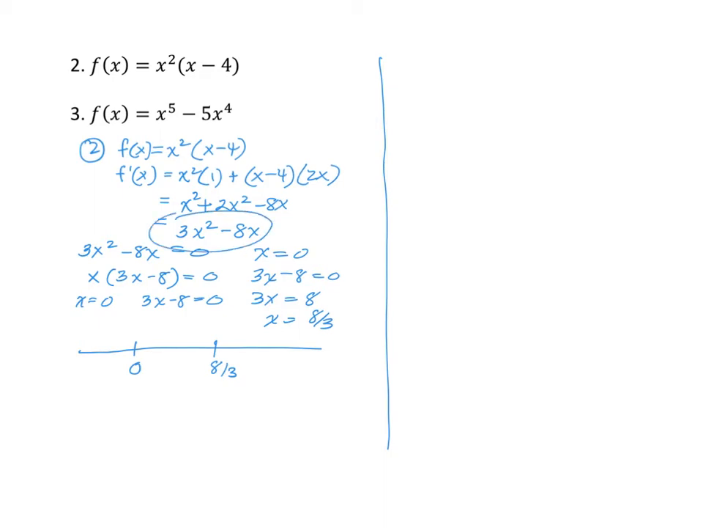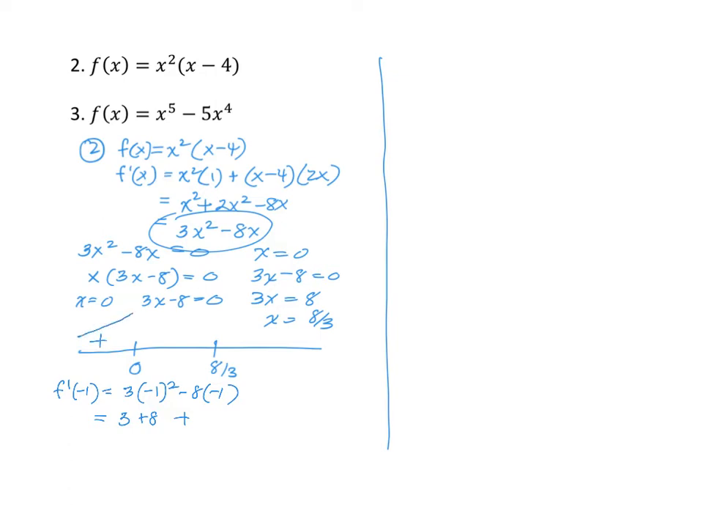So let's take a number on the left side of 0. Let's try -1. F prime of -1. Then you get 3 times -1 squared minus 8 times -1. And that is going to be 3 plus 8, which is positive, right? So we get positive here. That means it's increasing over here.